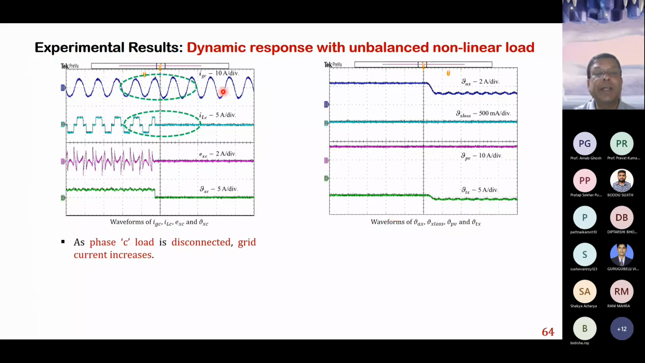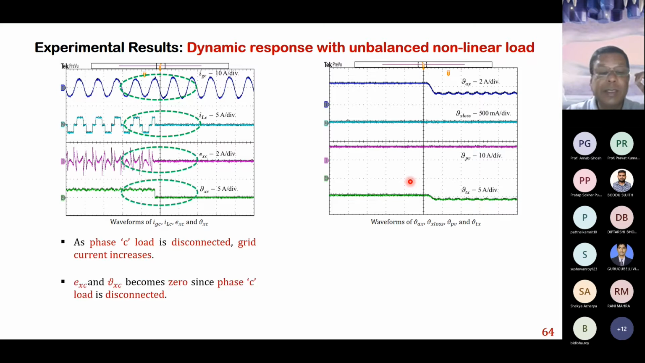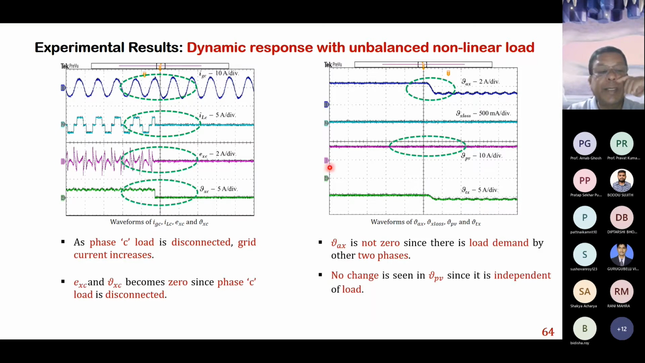The grid current, load current, the error signal, and these LMS filter weights. When phase C load is disconnected, the grid current increases, and these are the different loss components. We could see that as phase C load is disconnected, the grid current increases, and the error signal VXC becomes zero since phase C load is disconnected.